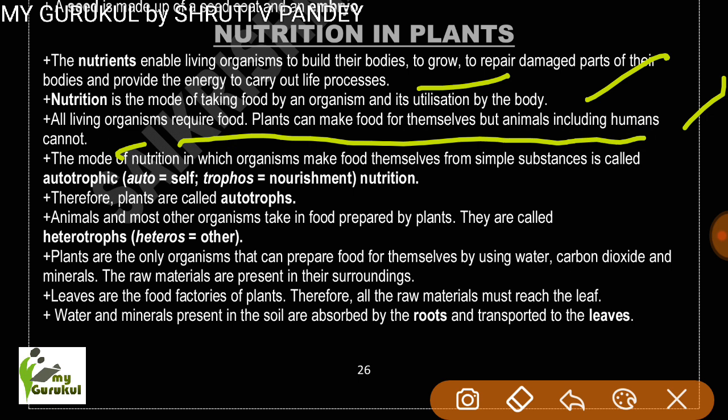The mode of nutrition in which organisms make food themselves from simple substances is called autotrophic. ऐसे पौधे जो अपना खाना खुद बना लेते हैं उसे autotrophs कहा जाता है. Therefore plants are called autotrophs.